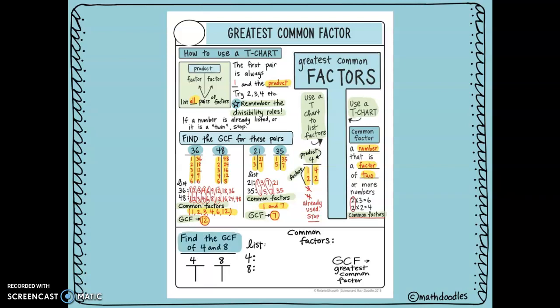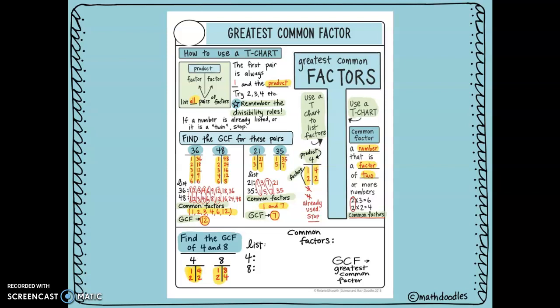So we can do the same thing for 4 and 8. Find the greatest common factor of 4 and 8. First, use the T-chart to list out the factor pairs. 1 and 4, 2 and 2 are your factors for 4. Do the same thing for 8: 1 and 8, 2 and 4.